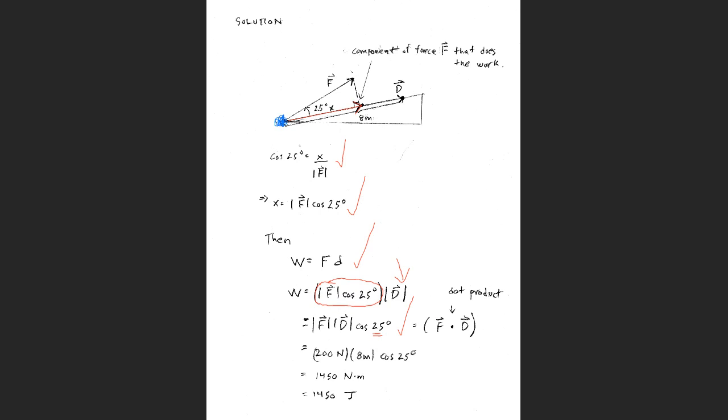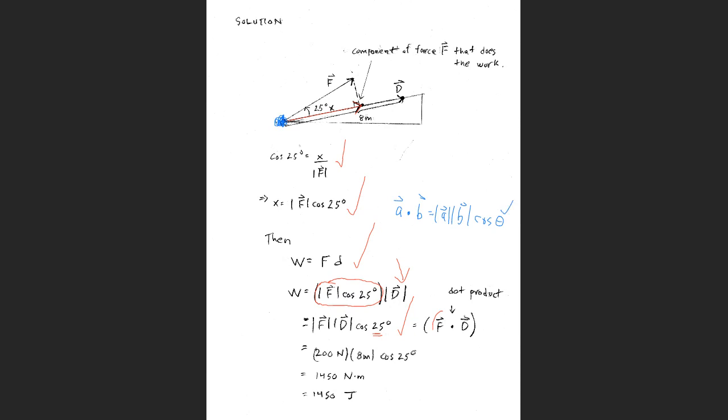How many recall from their homework that the dot product is equal to the magnitude of A times the magnitude of the B vector, good, Ian, times the cosine of the angle theta between A and B?